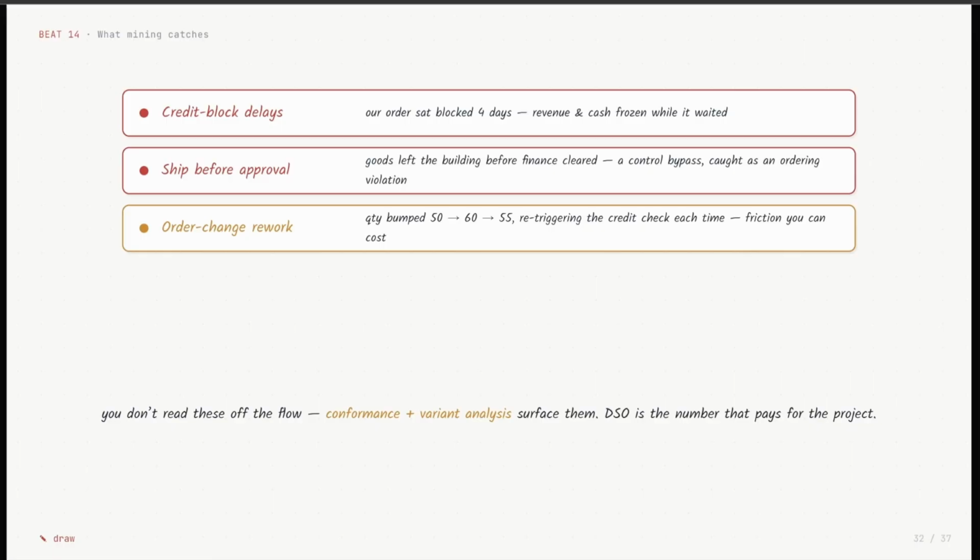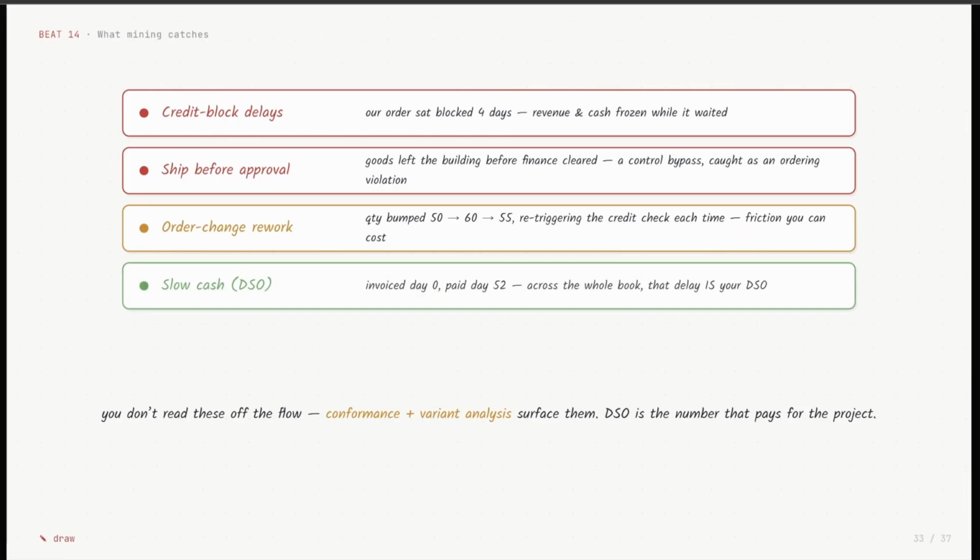Then we have order change rework. This happens when, every time you have a quantity or an attribute that's being bumped, you are retriggering a credit check each time, which loses you a lot of time and friction. Then you have the slow cash issue. So if you have invoiced at day 0 and paid at day 52, that gap across the whole receivable books is our DSO. So mining shows which segment or terms are dragging it to be so late.